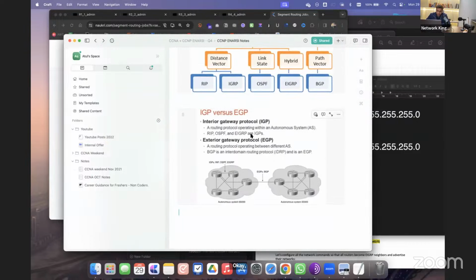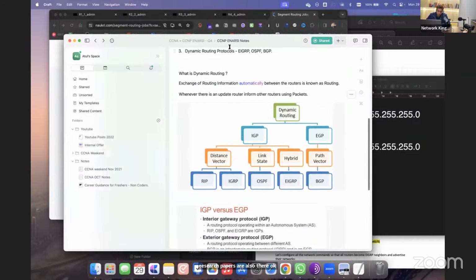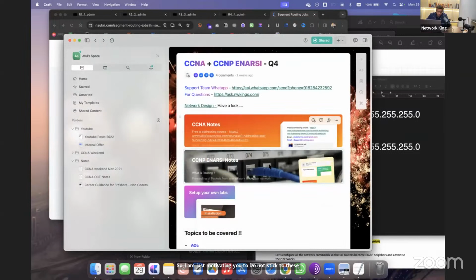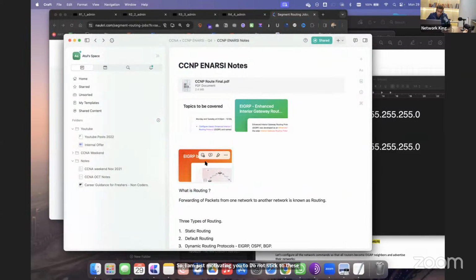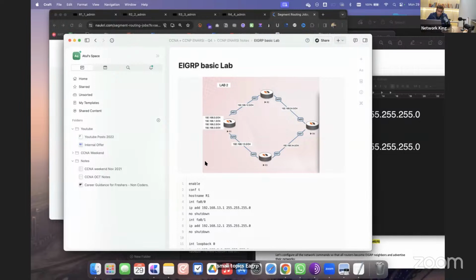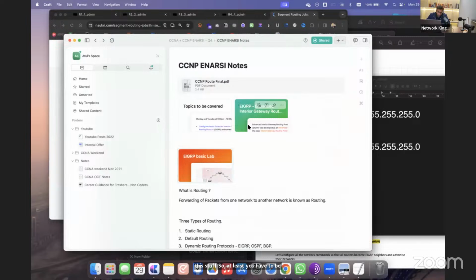So I'm just motivating you to not stick to these small topics: EIGRP, OSPF, BGP, what we are learning now. This is something everybody knows right now. Mostly every network engineer knows about this stuff. So at least you have to be an expert in this domain. Once you are very good at EIGRP, OSPF, BGP, MPLS, then you can try the latest technologies. Okay. So that's why I'm telling you the latest technology is a little far away from you right now.